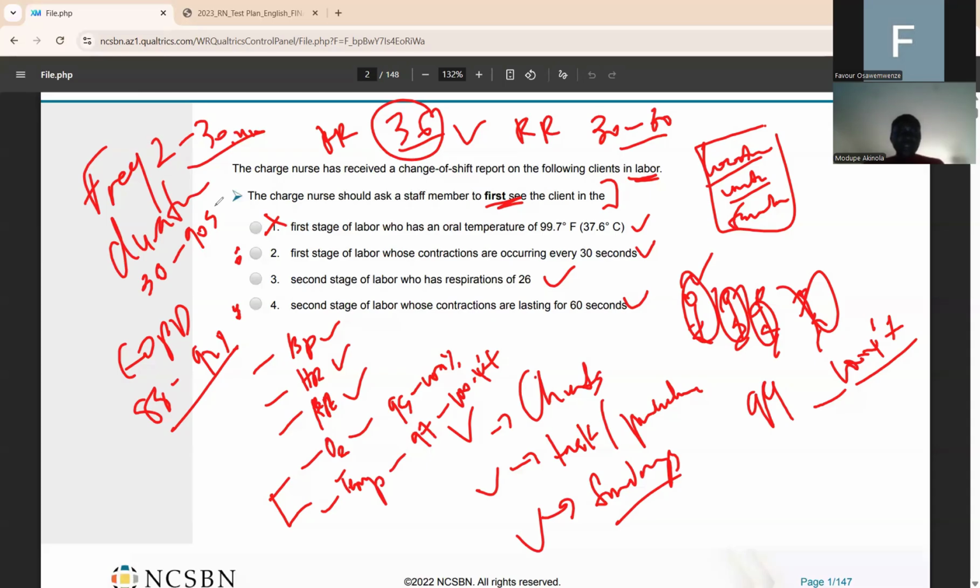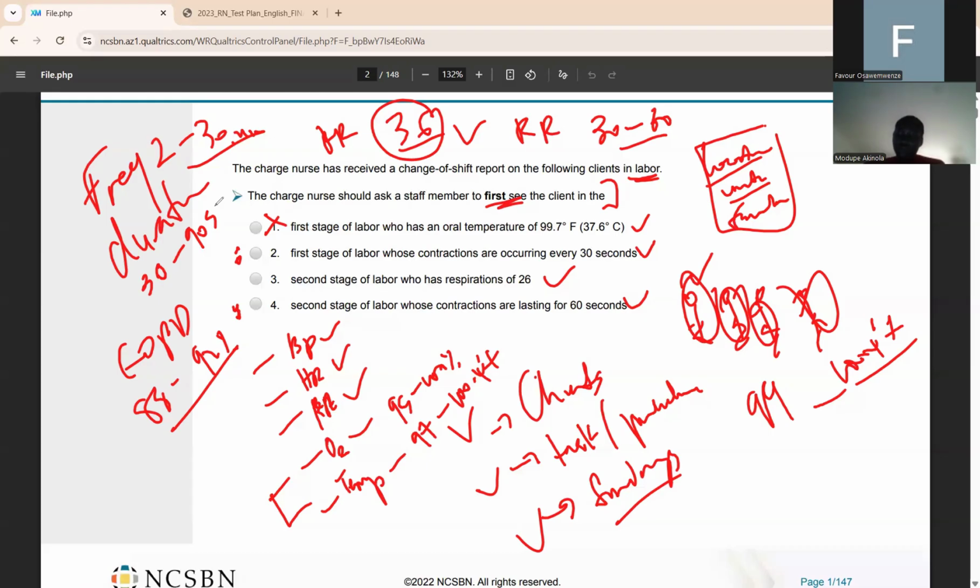Question 4 is duration, lasting for 60 seconds. Okay. So question 2, answer 2 is frequency. So lasting means duration, right? Every means frequency, right? Yes. Great. That's correct. Every means frequency.